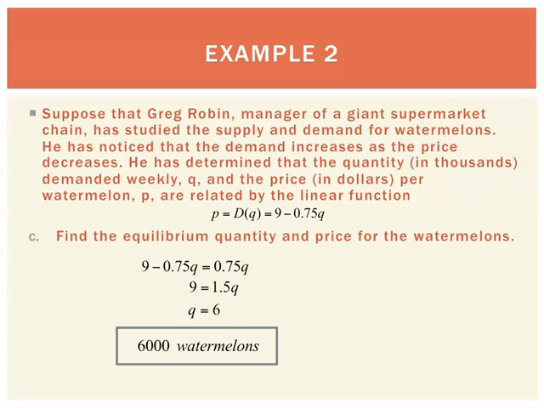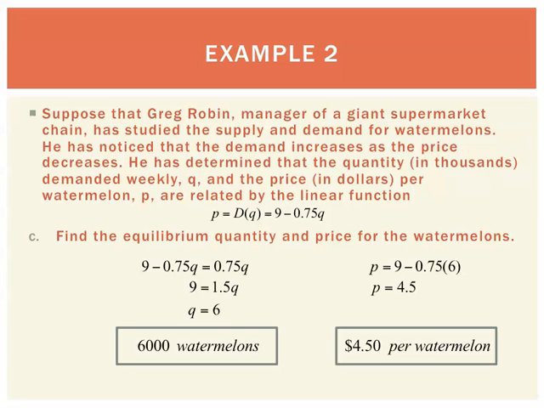Since we found Q is equal to 6, that means all we have to do is plug Q back into one of the equations. It doesn't matter whether it's supply or demand, because right now we know that this is the intersection point. They should both give you the same answer. Say I plug it in to my demand function. Then we end up with 9 minus 0.75 times 6, which is equal to 4.5. This is in dollars, so that means each watermelon is $4.50 per watermelon. And so this is the point where you won't have a surplus or a shortage of watermelons.